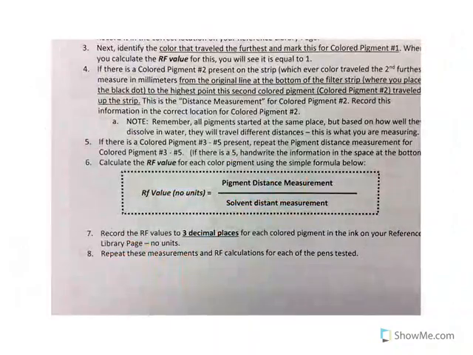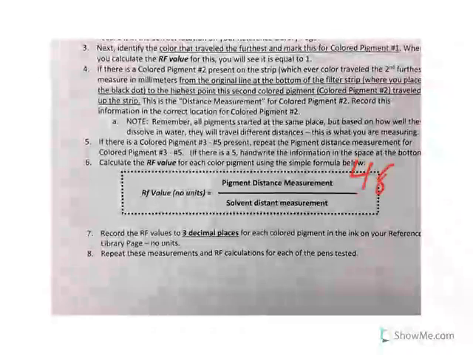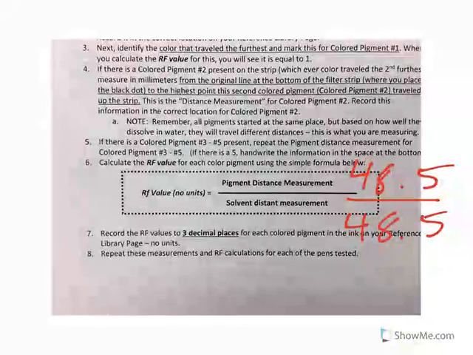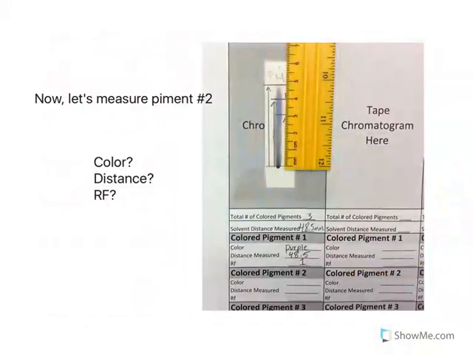Now once I have my pigment distance, I'm going to use my retention factor formula. This is located in the procedure for procedure B, number 6. And what that tells me to do is take my pigment distance measured, which is 48.5, and divide it by my solvent distance, which is 48.5. And when I do that, I get 1. And I'm going to plug that all in. As you can see, I already did right there.